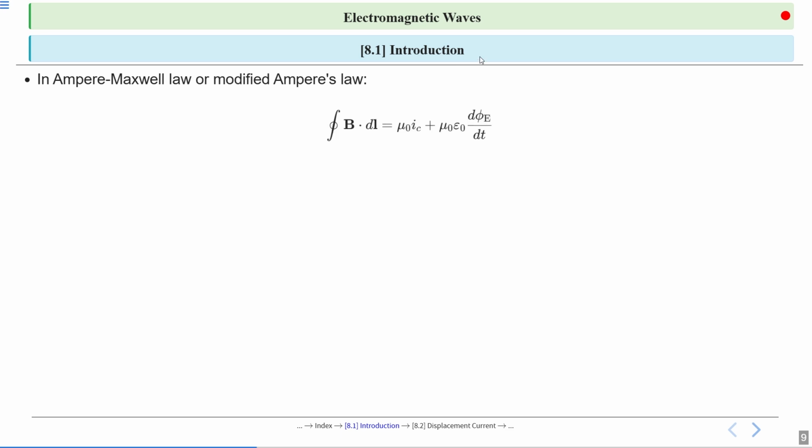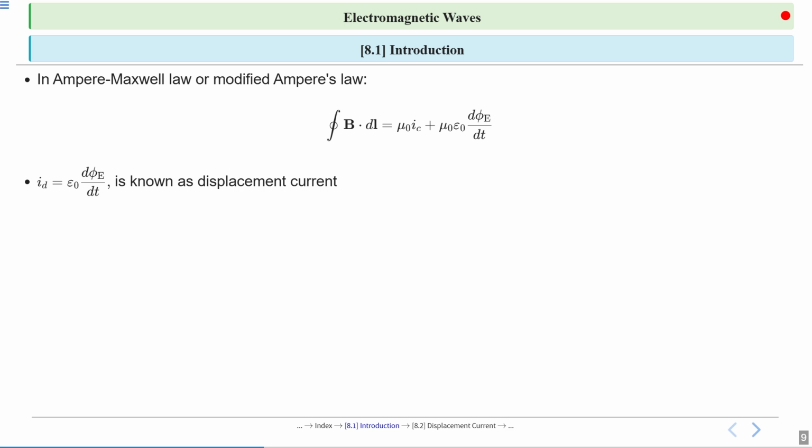Okay, the integral over the closed loop of B dot dl is equal to mu naught I_C plus mu naught epsilon naught d phi_E upon dt. That phi is electric flux, not magnetic flux. So I_D, this term epsilon naught d phi_E upon dt, is known as displacement current.